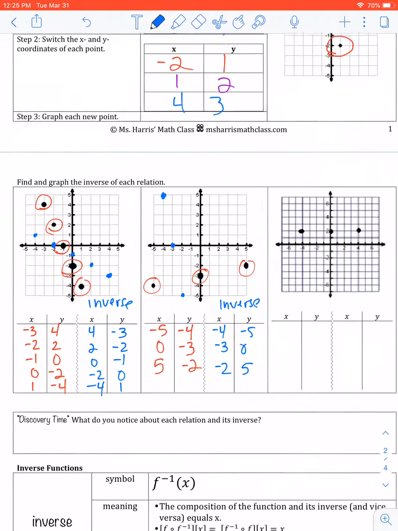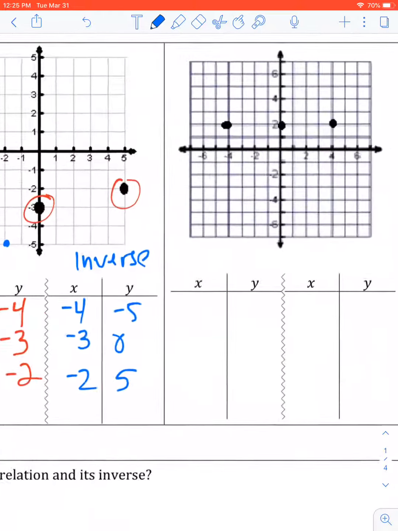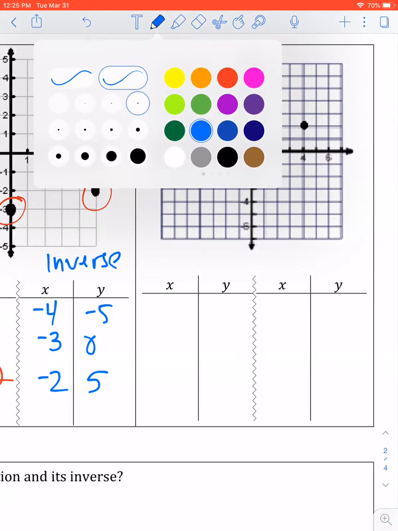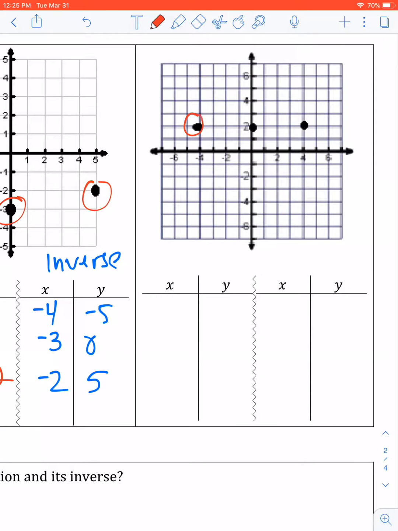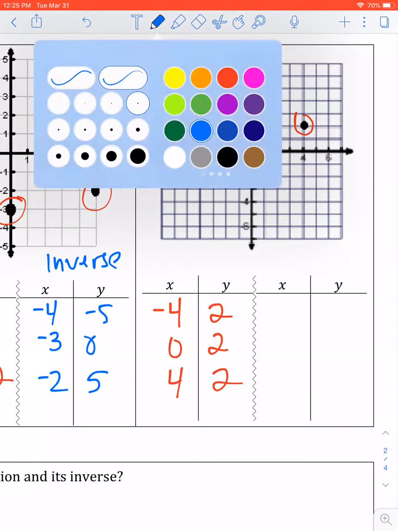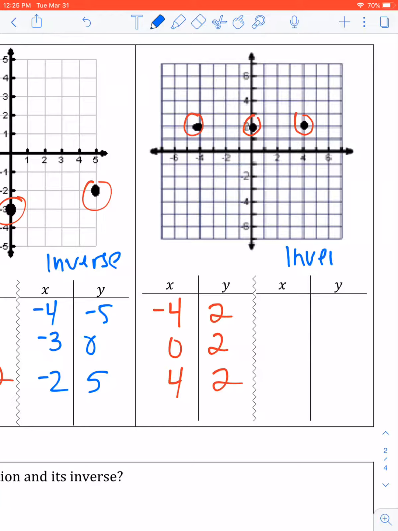Okay, let's do the next problem. Again, in red, I'm going to go ahead and just write those points. And then when I need to figure out the inverse, I flip the points. And then we graph.